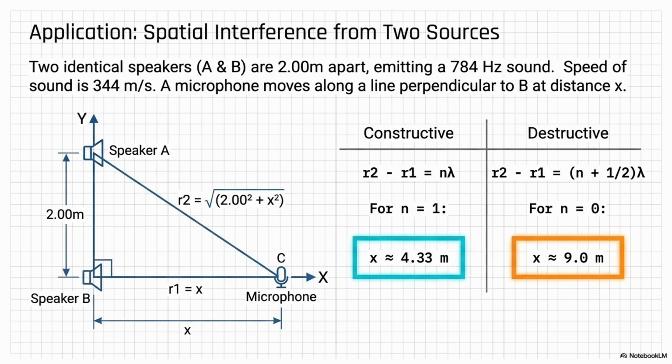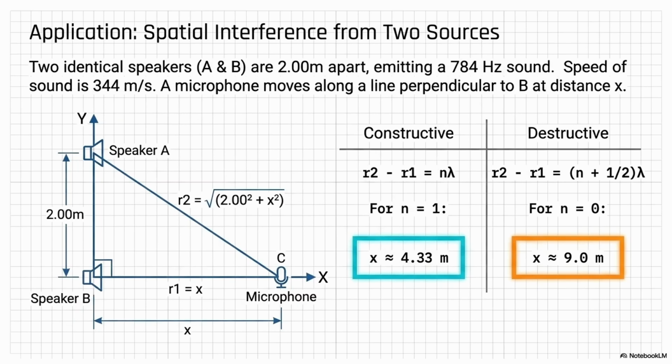Right. But the sound from the top speaker, R2, has to travel on a diagonal. So we use the Pythagorean theorem. R2 equals the square root of 2.00 squared plus x squared. Okay, making a right triangle. I'm with you. And we know the wavelength lambda, right? We can find it. Speed of sound 344 divided by the frequency 784. That gives us a wavelength of about 0.439 meters.